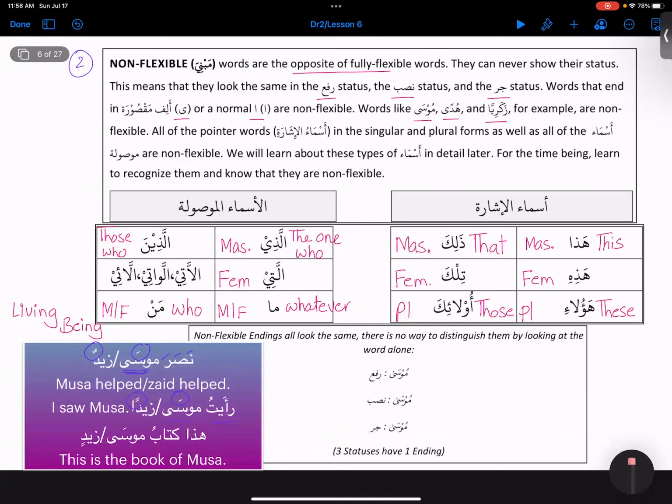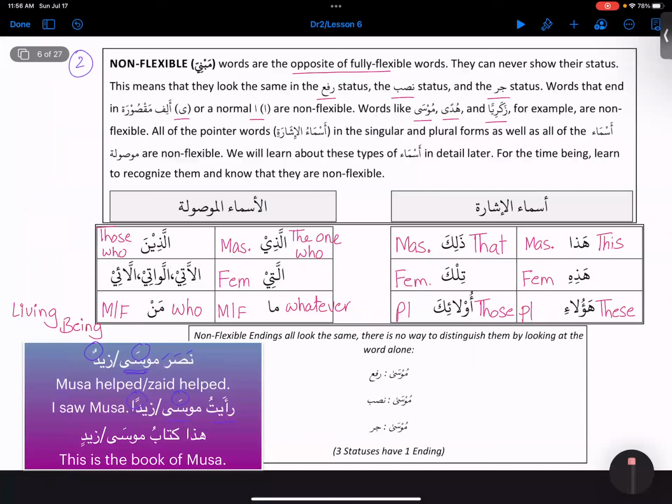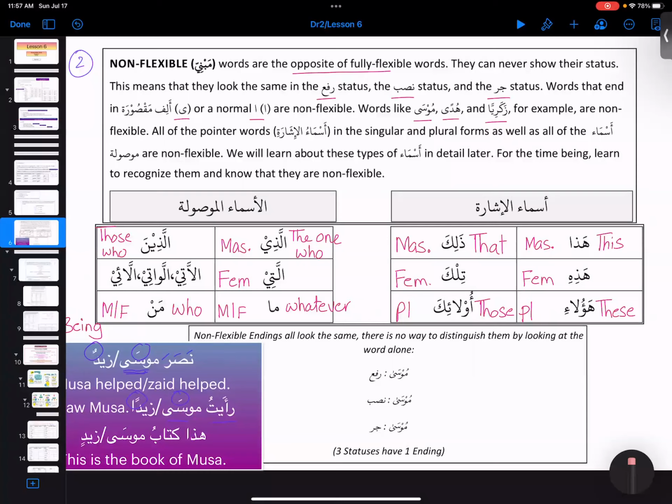Is everyone clear on this concept? I have a question. Yeah. So not all names are going to be inflexible, right? Not all names? Arab names. Inshallah, soon in the next slides I'm going to explain more about it. So inshallah, hold your horses, okay?